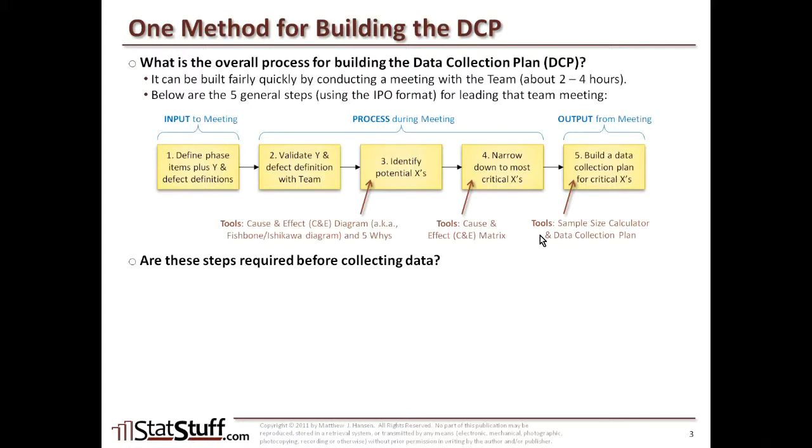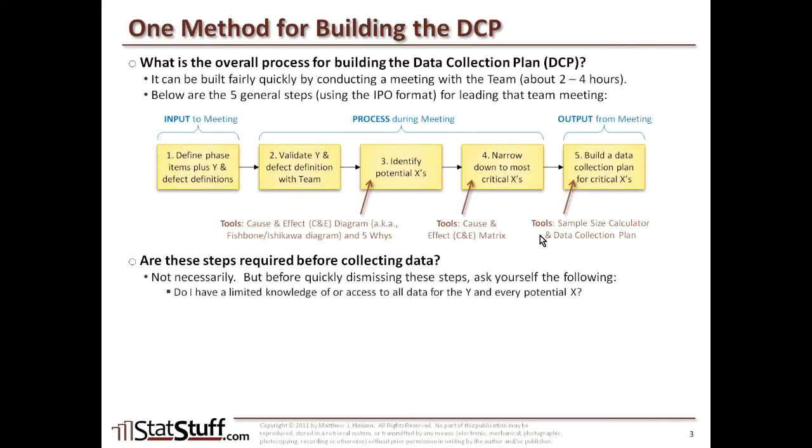Is all this formality really necessary? Well, not necessarily. But before we quickly dismiss these steps and skip over them, I would ask you just these few questions ahead of time. First of all, do I have limited knowledge of or access to all the data for the Y in every potential X? Also, I would ask, is there a moderate to high risk that I could be missing some information for each of those critical X's? And also, is the team commitment to the project unknown, or is it relatively low?